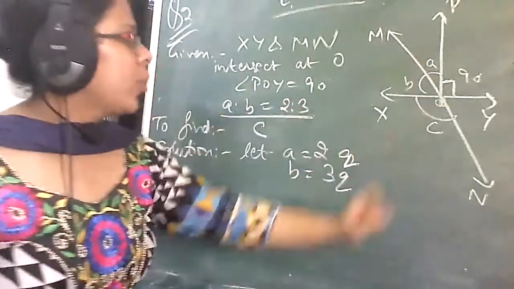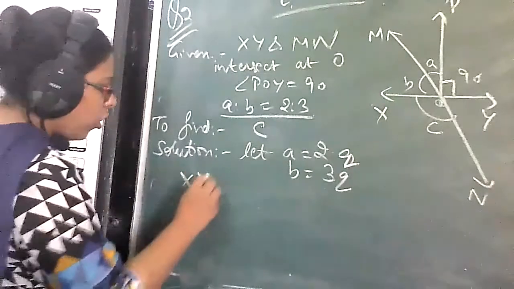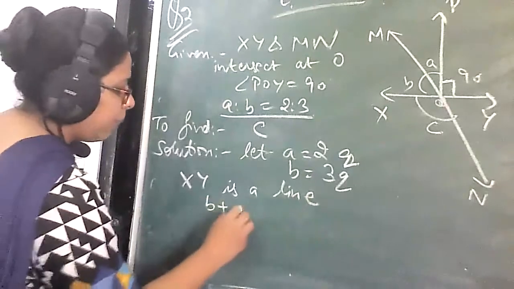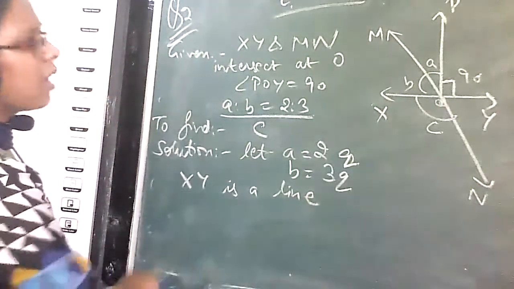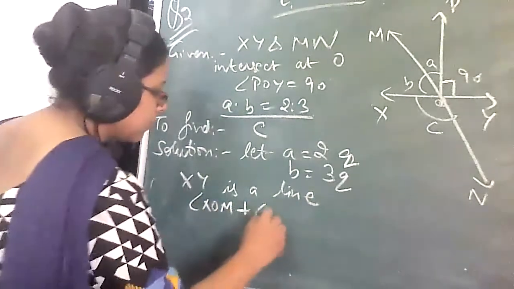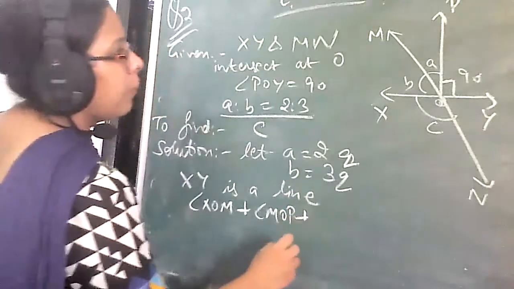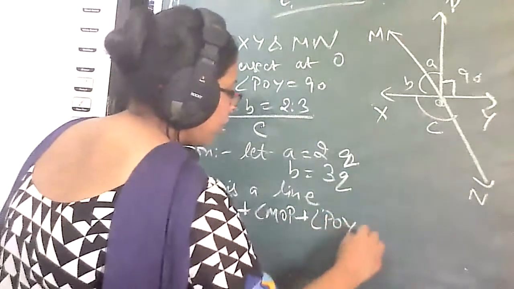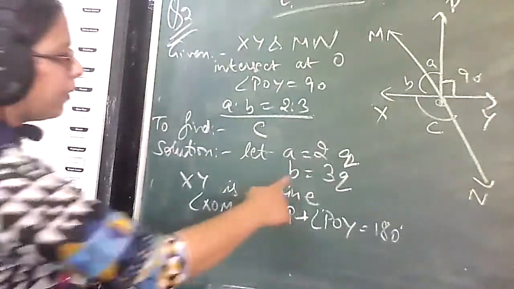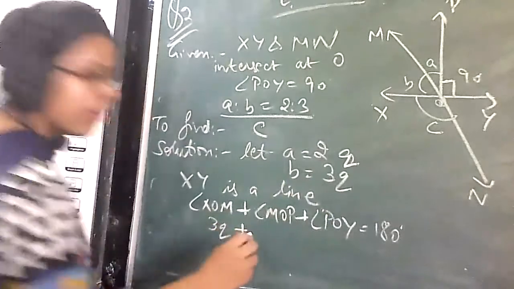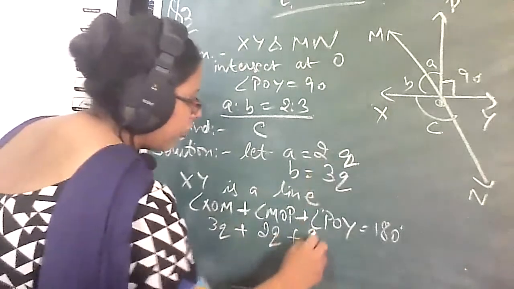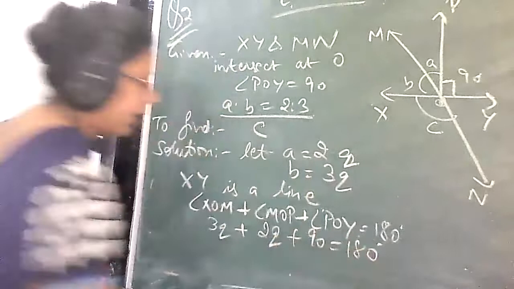Now since A is 2Q and B is 3Q, and we all know XY is a line, therefore we can say that B plus A, or in terms of angles, angle XOM plus angle MOP plus angle POY will be equal to 180 degrees. XOM is B and B is 3Q. MOP is A and A is 2Q. POY is 90 degrees. So that is equal to 180 degrees.